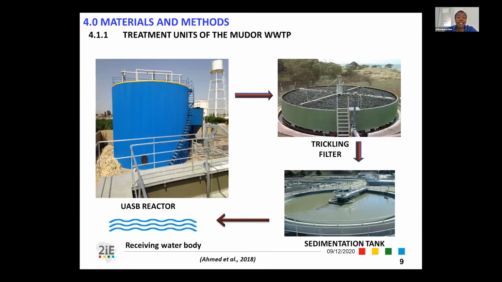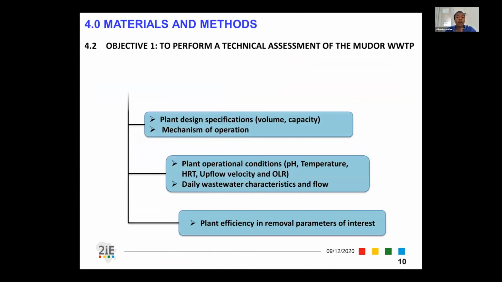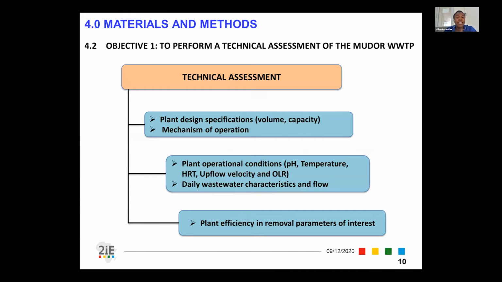2018, the Mudo wastewater treatment plant has 3 major treatment units: the USB reactor, which is followed by the trickling filter as post-treatment, and then there's a sedimentation tank, after which the effluent is discharged into the water body. With my objectives, my first methodology is to do the technical assessment.